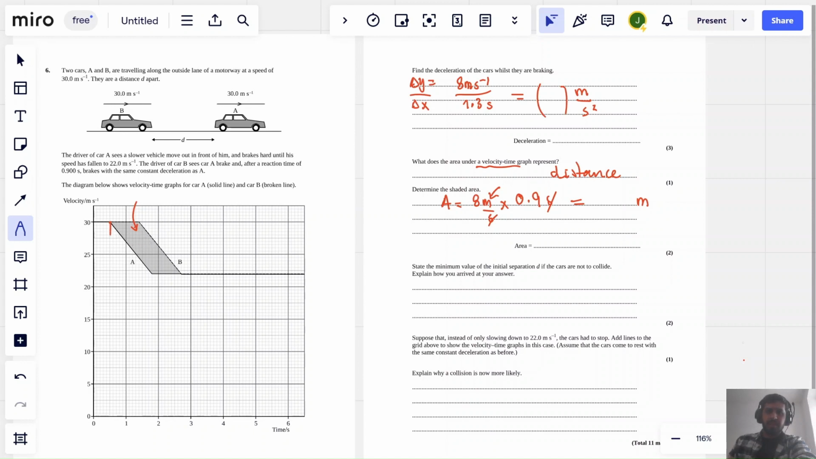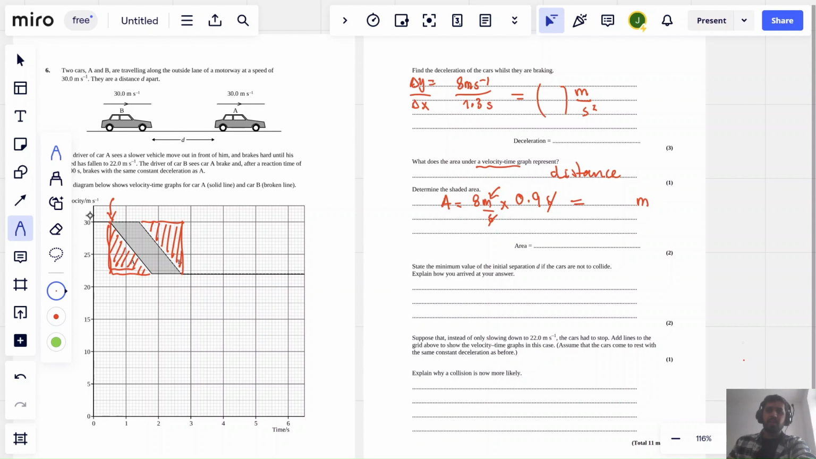If I calculate this area, this is the area under the velocity time graph of A while it is applying brakes. This is the distance that car A will travel while it is decelerating after applying brakes at this point. What about the distance that car B will travel while applying brakes? It will be this area under the graph of B, right? So this area will be the distance that car B will travel while applying brakes.